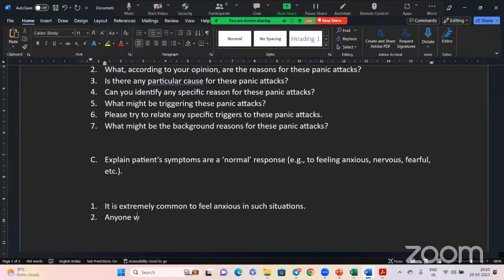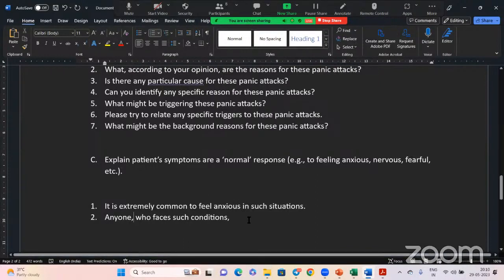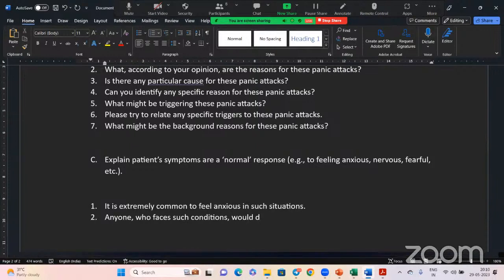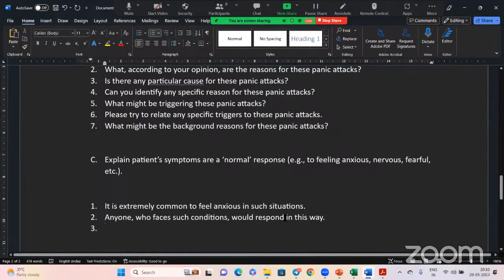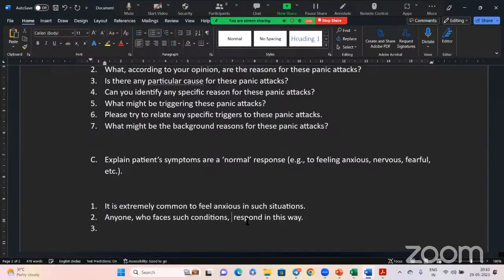Anyone who faces such conditions would respond in this way. Anyone who faces such conditions will respond in this way, in this manner.